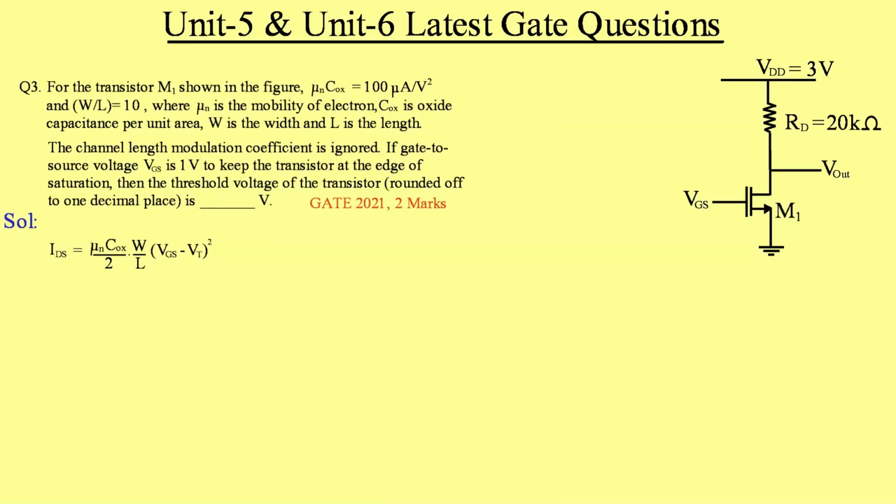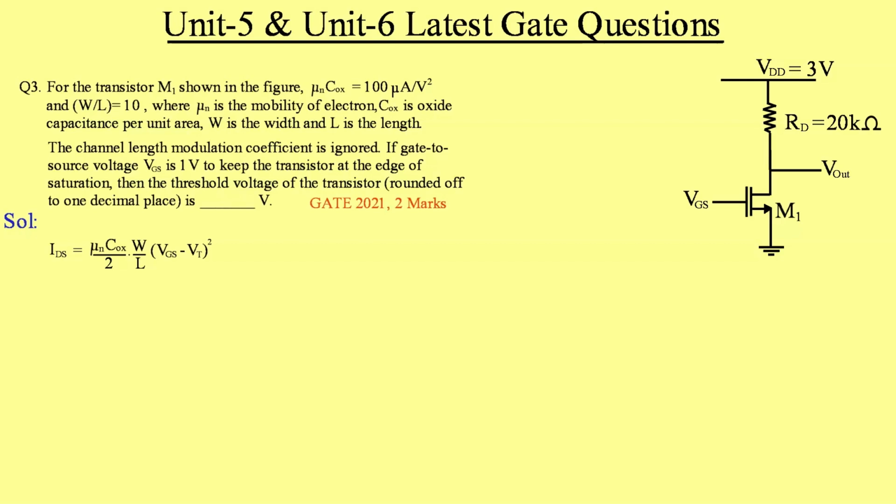For the third question, we already know the drain to source current to be equal to mobility of free electrons multiplied by capacitance per unit area divided by 2, into the aspect ratio, which is width of the MOSFET divided by the length of the MOSFET, multiplied by the square of gate to source voltage minus threshold voltage. Remember that this is the equation of drain to source current when the MOSFET is being operated in the saturation region, and it is provided in the question that the transistor is at the edge of saturation.